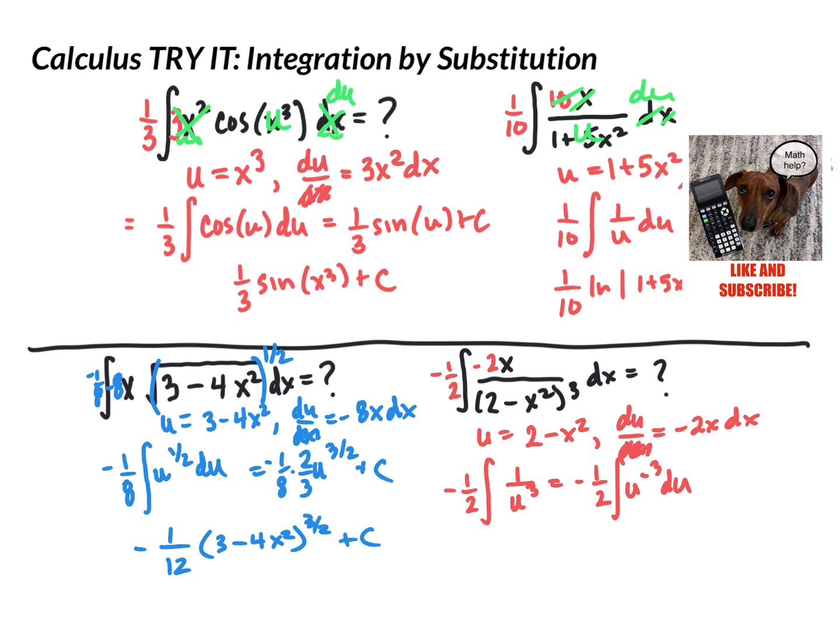If I raise the power to negative 2, and then divide by that new power, and I already had a negative 1/2 out there. So negative 1/2 times negative 1/2 is positive 1/4. And then it's 2 minus x squared to the negative second. But better to put that in the denominator if I can fit it. And I'm going to put a plus c down there.